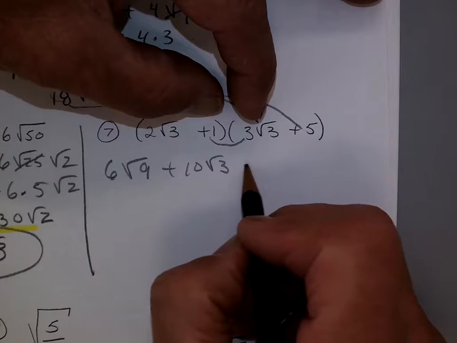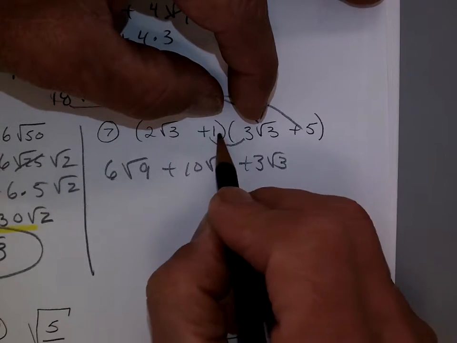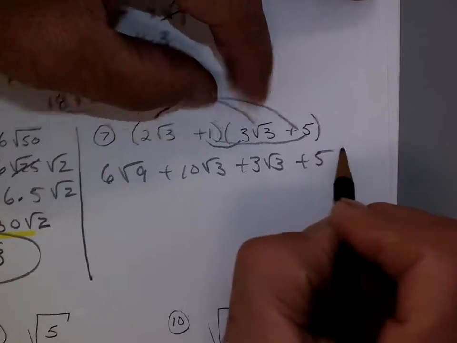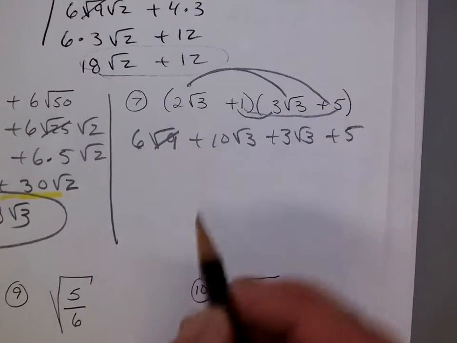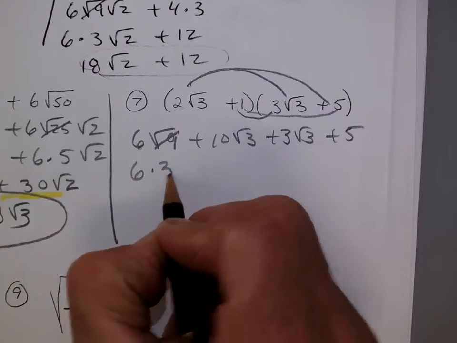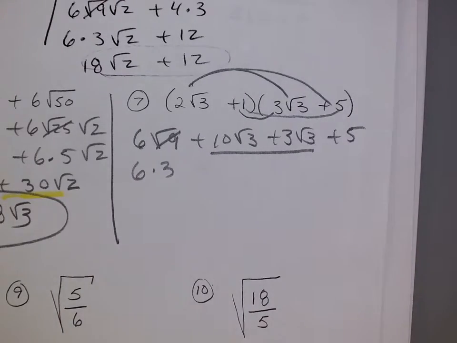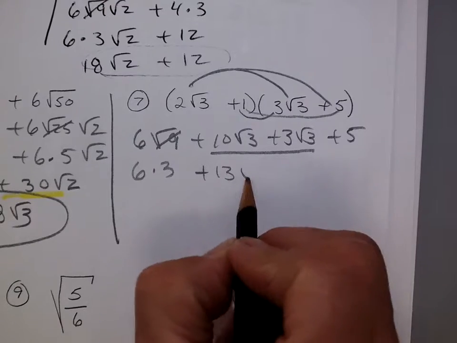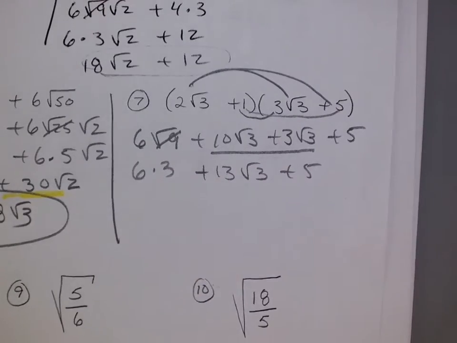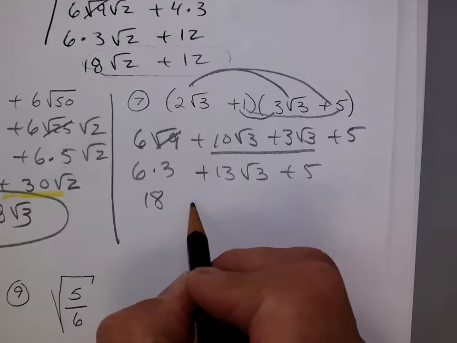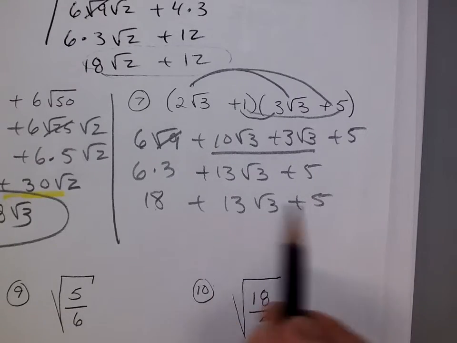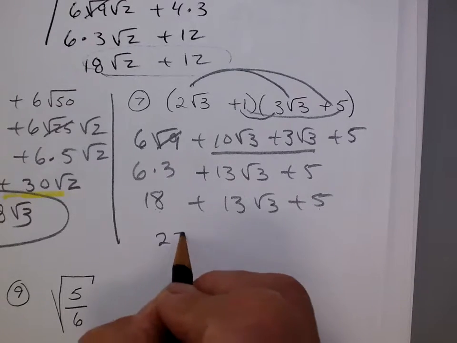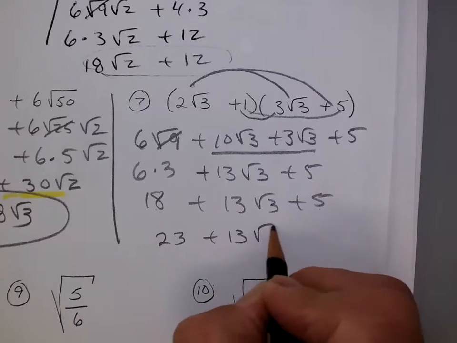1 times 3 square roots of 3 is 3 square roots of 3. And 1 times 5 is 5, okay? Now, we can do some more stuff with this. We can take the square root of 9, and that's 3. We can add those two because they're the same. So I get 13 square roots of 3 plus 5. Okay? I'm getting there. 6 times 3 is 18 plus 13 square roots of 3 plus 5. And finally, these two make 23 plus 13 square roots of 3.